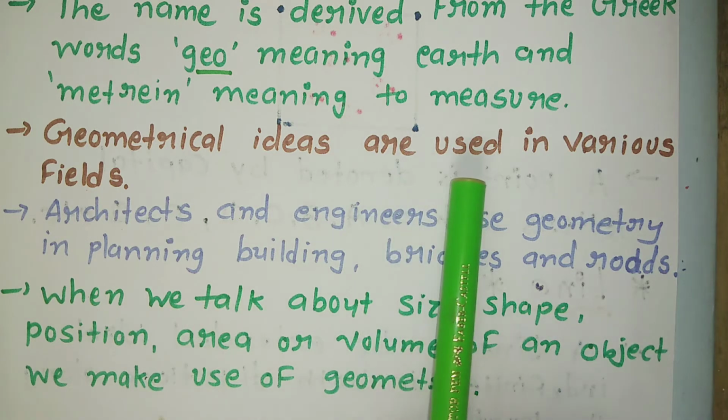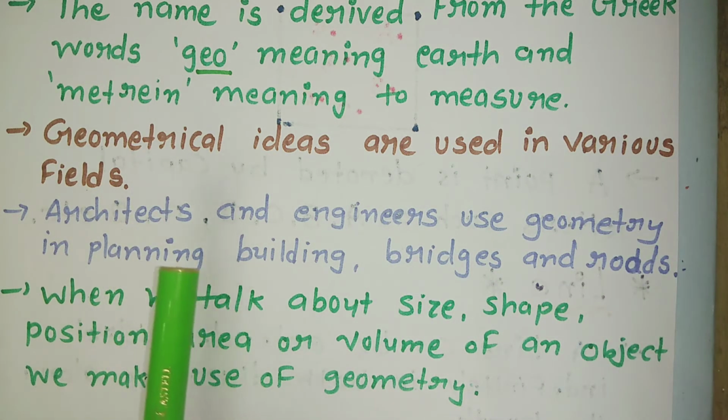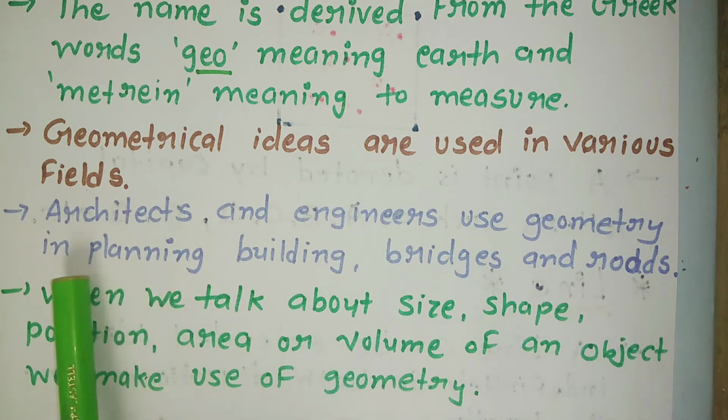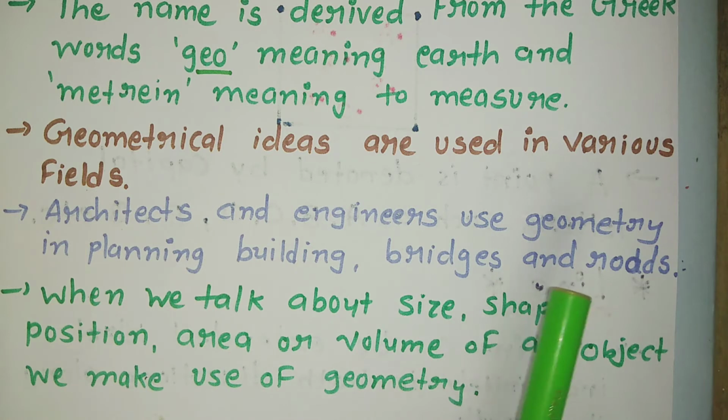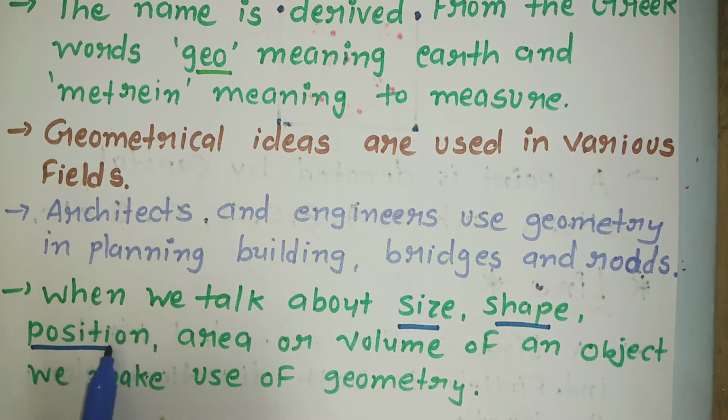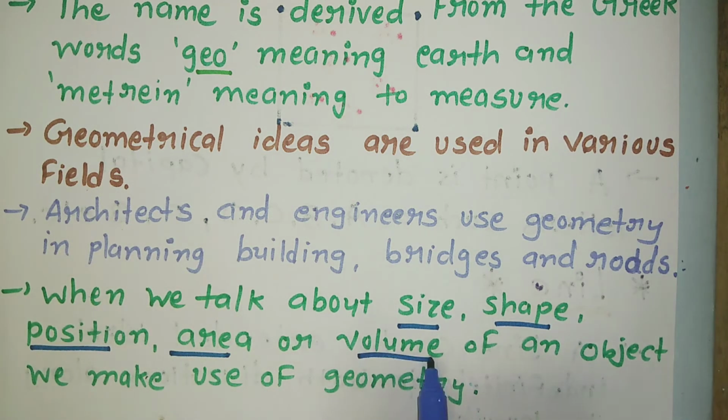Geometrical ideas are used in various fields. Which type of fields? Architects and engineers use geometry in planning buildings, bridges and roads. Whenever we talk about the size, shape, position, area or volume of an object, we make use of geometry.